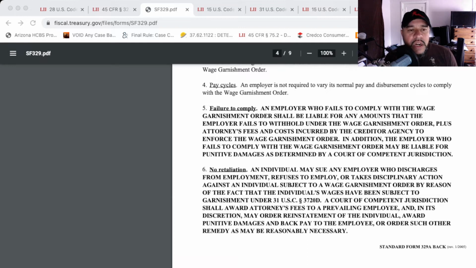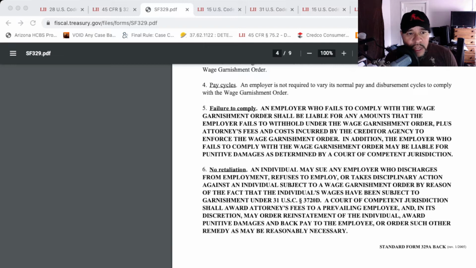In other words, the garnishment, them being told to do it, they can't have any beef with you over the garnishment, right? But it works both ways, okay? And now you notice in the no retaliation, it cites a law there, right?